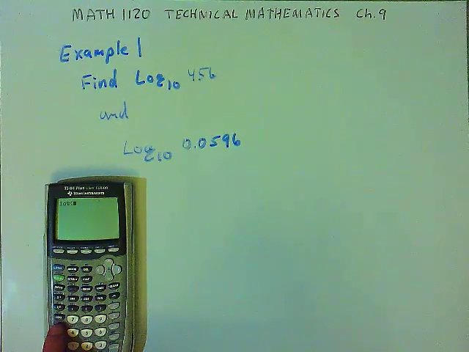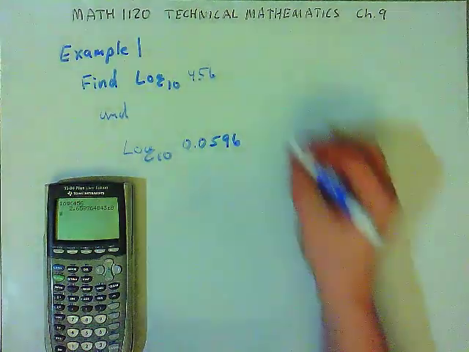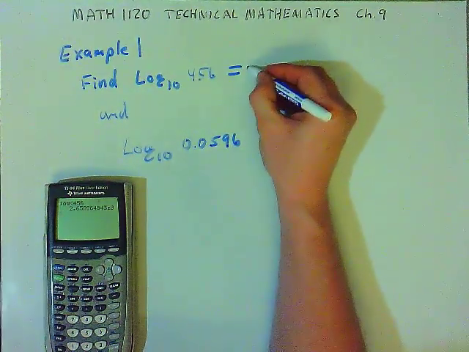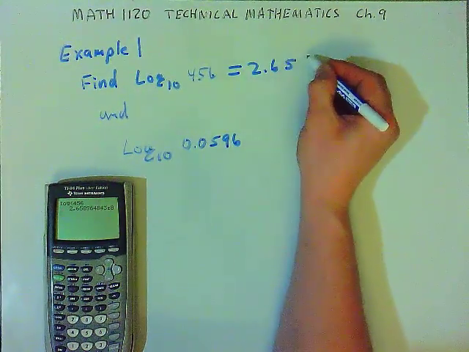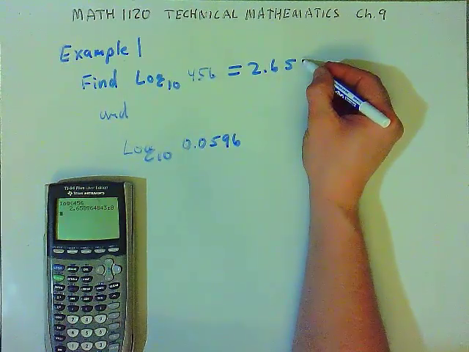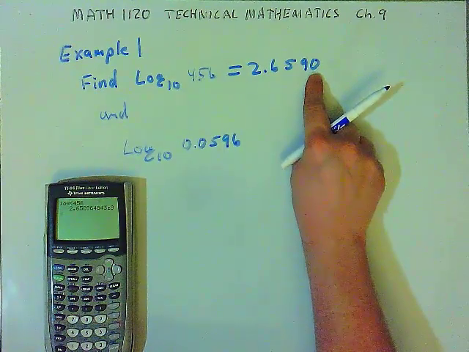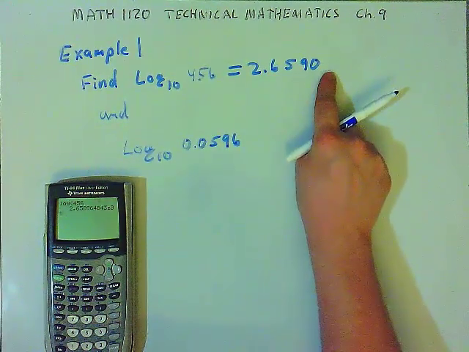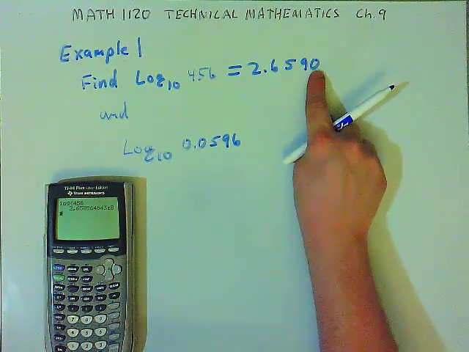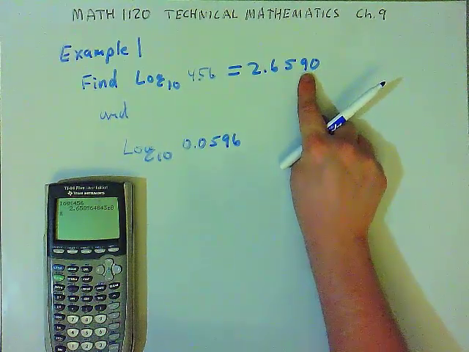So you hit the log button, you type in 456, and you press equals, and your calculator should say, I hope, 2.65896, which is going to round to 2.6590. I'm rounding to the 4th decimal place. It was 896. The 6 rounded the 9 up to a 10, which turned the 8 into a 9.